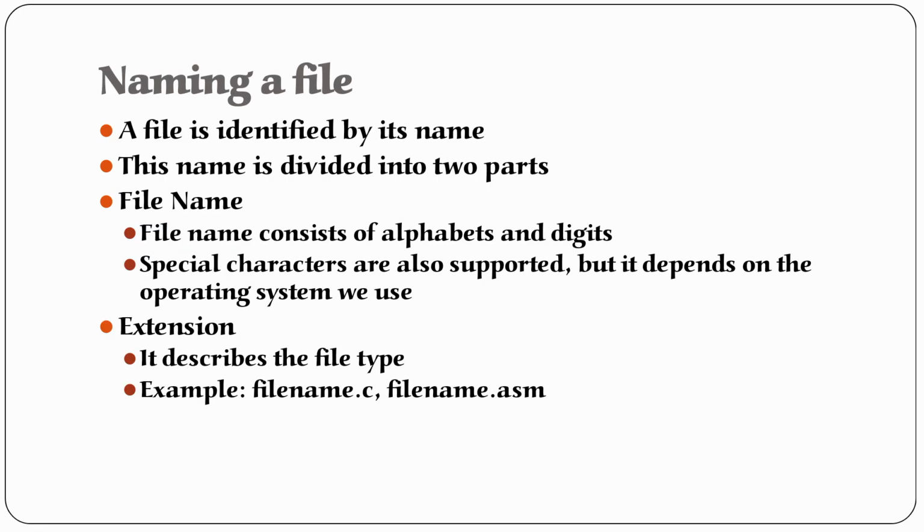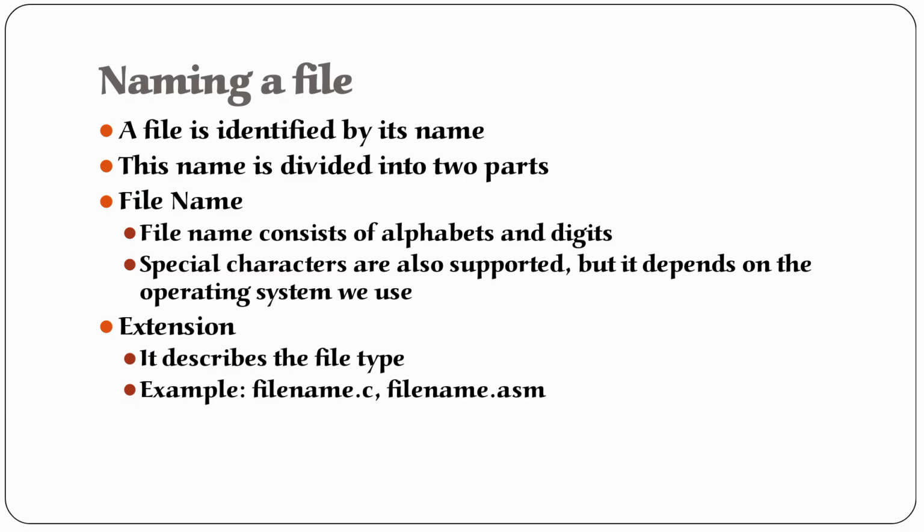First, naming a file. The most important thing is that we need to give an appropriate file name for the file we are going to save, because it is easy to access the files when we need it later. This name is divided into two parts. First, file name and extension. The file name consists of alphabets, digits and special characters.